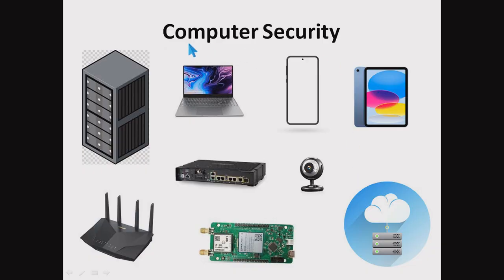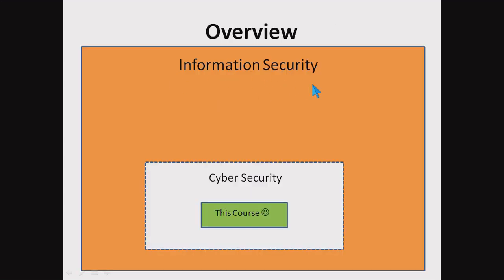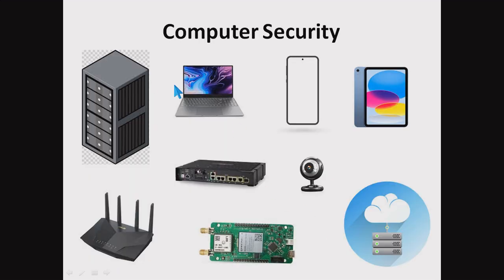Now let's try to understand what computer security is. You do remember the diagram which I have shown before: information security, the orange rectangle, this huge domain, in which we have cyber security, which is one small part of that. So cyber security is exactly what computer security is. Cyber security is just a fancy term for computer security, and that actually addresses a lot of things.